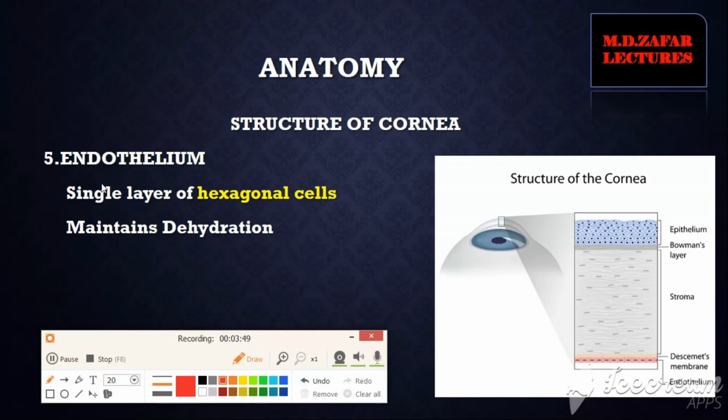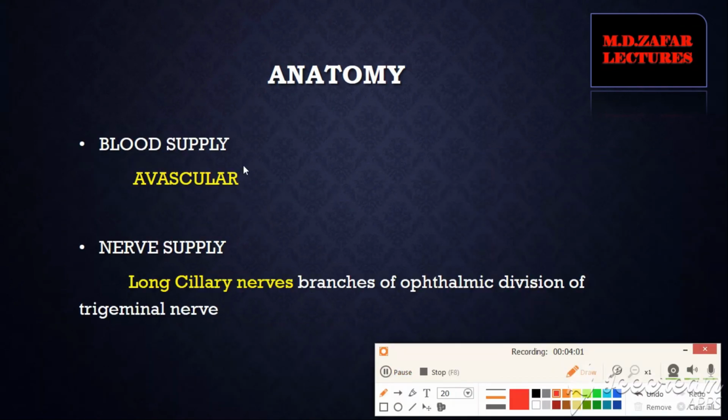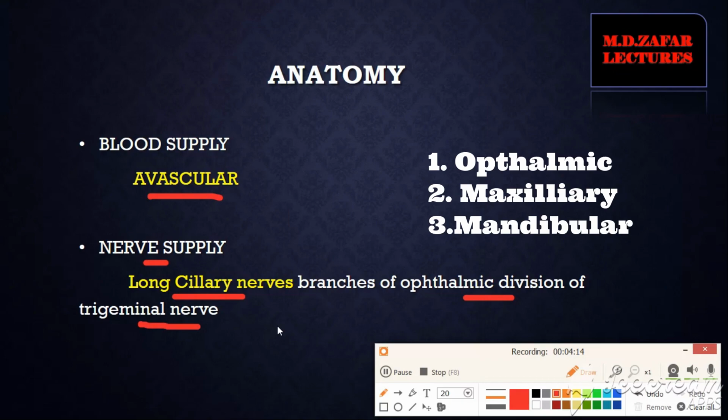Now talking about the endothelium. Endothelium is a single layer of hexagonal cells, which is this layer, and it just maintains the dehydration status of the cornea. Of the blood supply, there is none, so you don't have to remember any. It is avascular. But the nerve supply. Nerve supply is long ciliary nerve, which is a branch of ophthalmic division of trigeminal nerve.